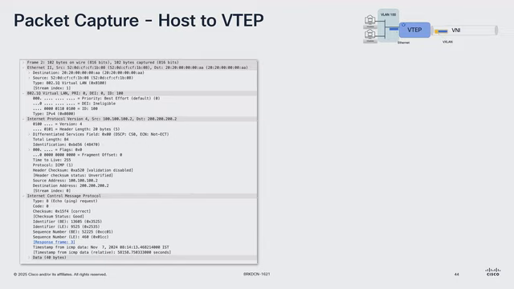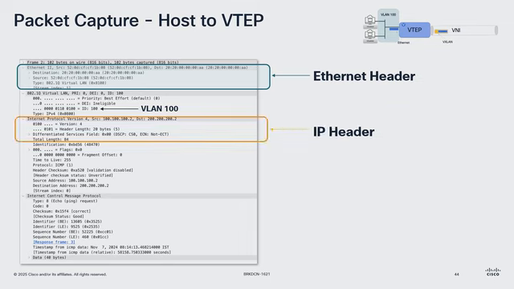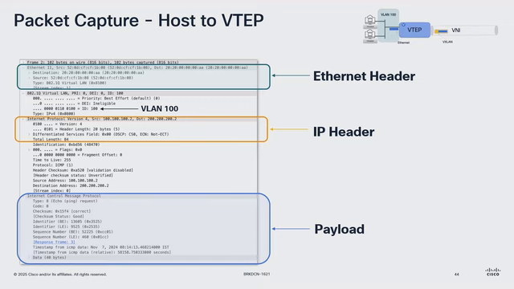So here, host to VTEP, that's going to be Ethernet, right? My host is coming in over Ethernet on VLAN 100. So that's the Ethernet header, that's the VLAN 100, this is my IP header, and then what you see here is the payload.